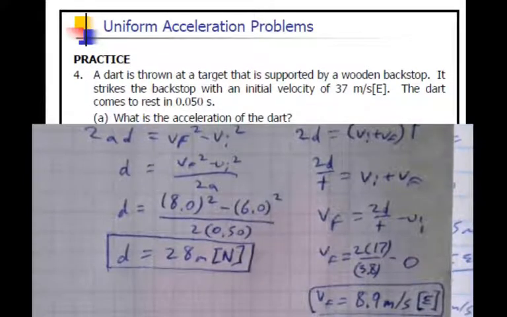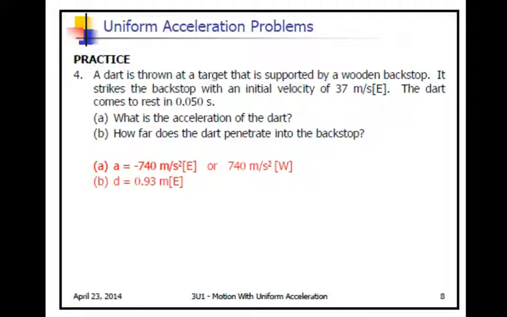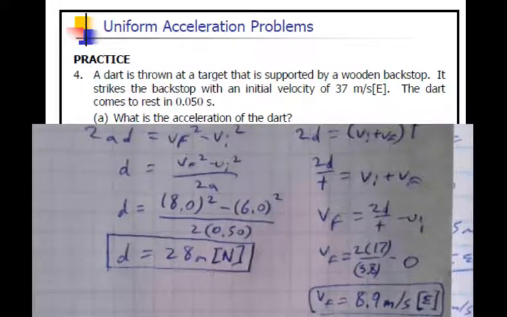Okay, last one we'll look at here. We have a dart being thrown at a target, and it says here the dart has an initial velocity of 37 meters per second. It ends up coming to a rest in 50 milliseconds. So we have to find out what the acceleration of the dart is and how far the dart penetrated into the backstop.